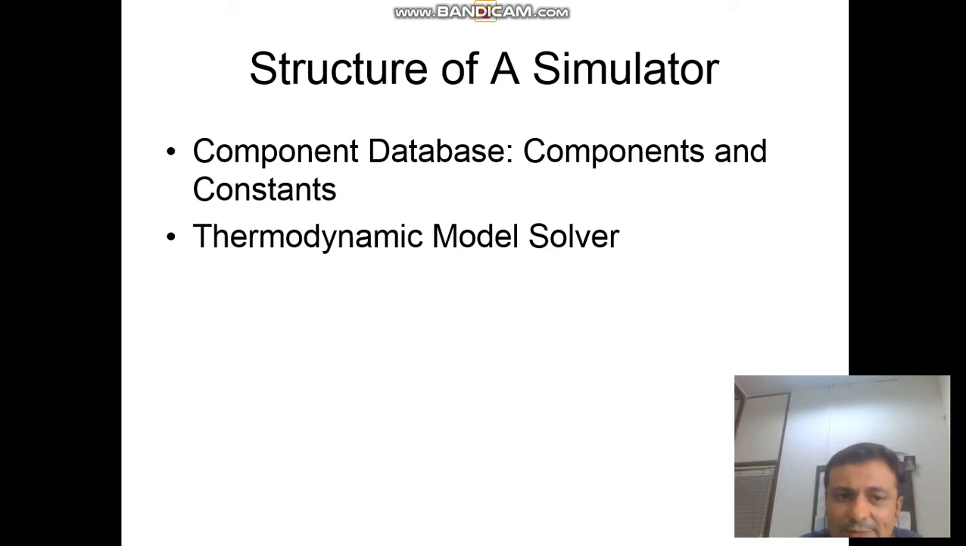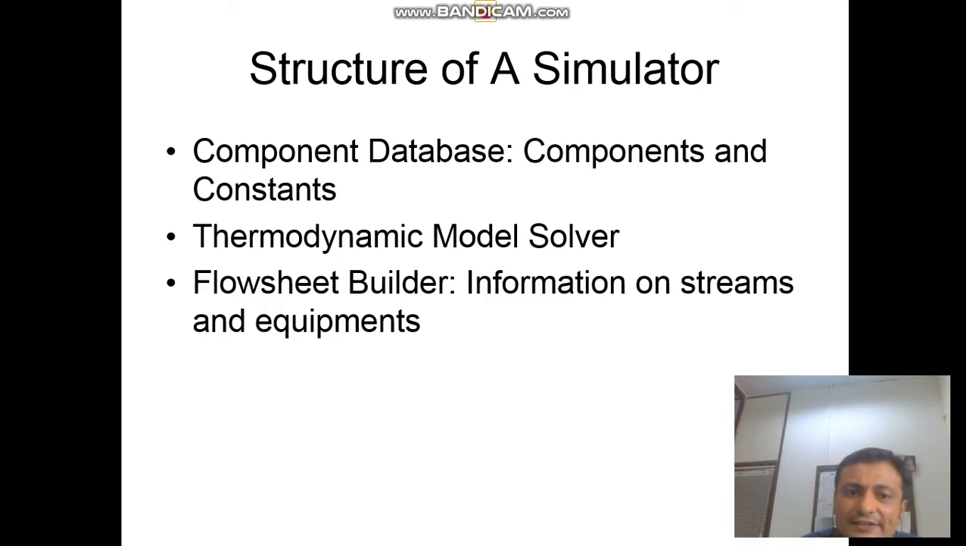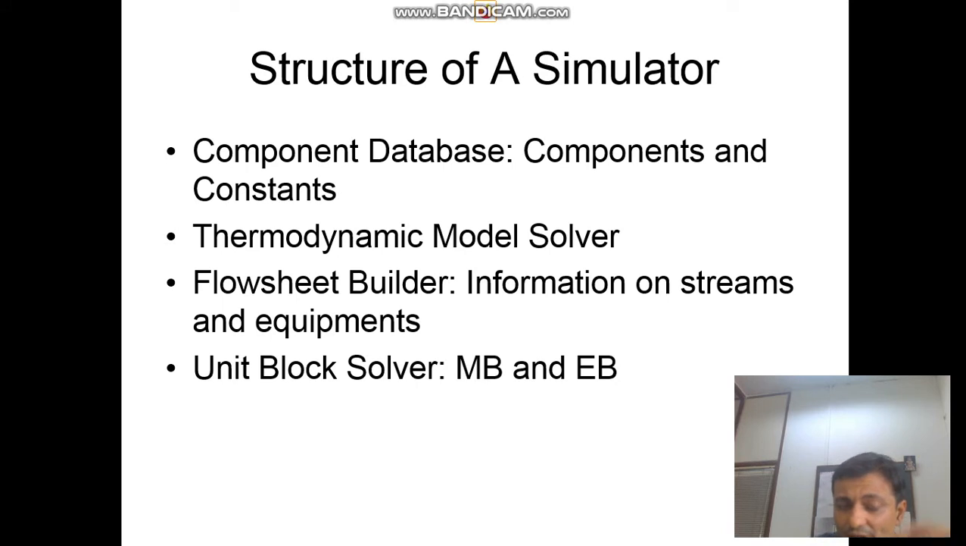So thermodynamic model solver is the second layer. Third layer is a flow sheet builder. So you have to generate a flow sheet, you have to pass on the information from one block to other block, right? So that makes a flow sheet builder. This flow sheet builder is a very integral part of any particular modular mode simulator. We'll discuss what is modular mode as we proceed further, but by and large this is something which is very much being used in industry and academics. That's why I have considered this as a structure.